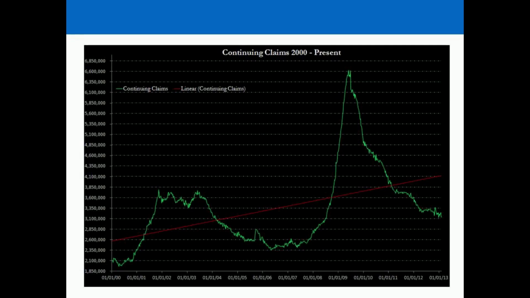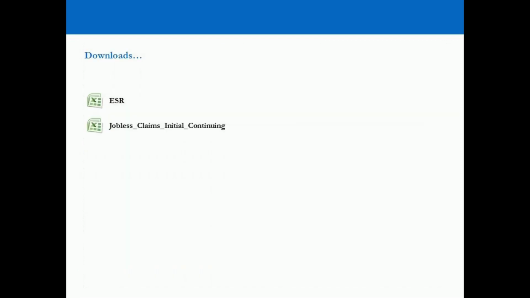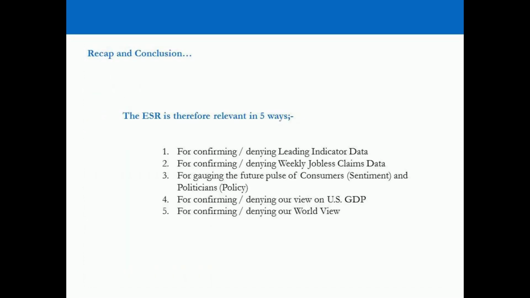So you'll get this as well. You'll get the ESR and jobless claims in spreadsheets. What's the ESR useful for? Confirming or denying the leading indicator data, confirming or denying weekly jobless claims data, gauging the future pulse of consumers and politicians, because jobs are a politically sensitive issue.